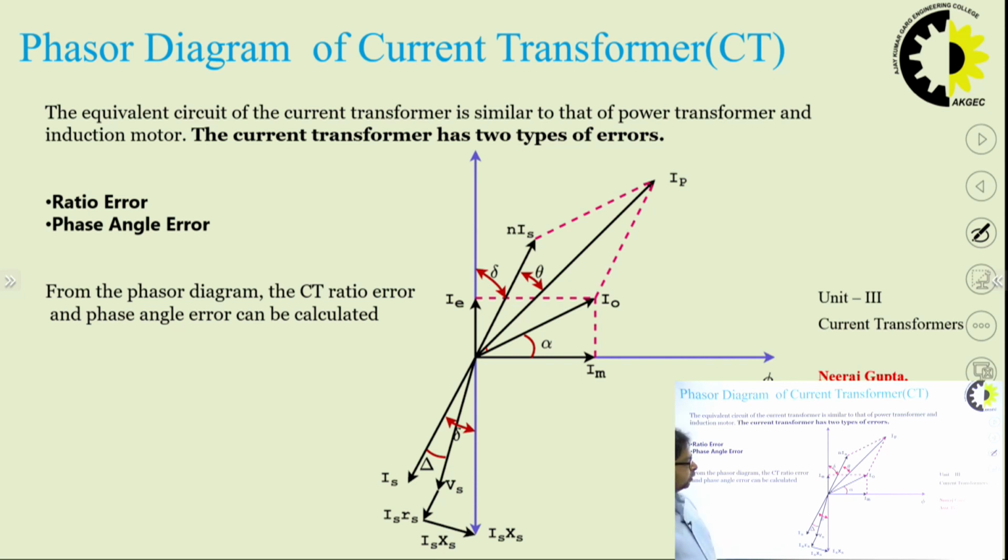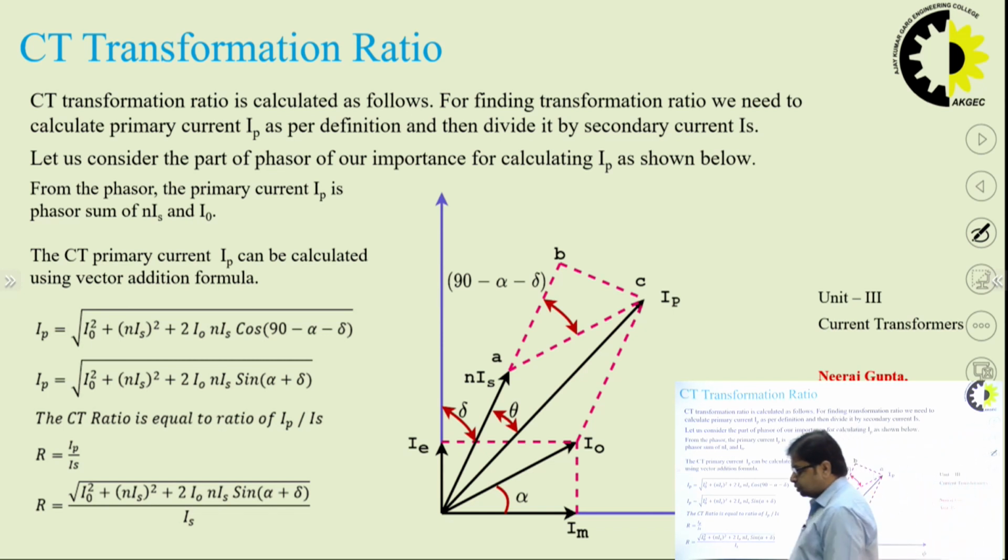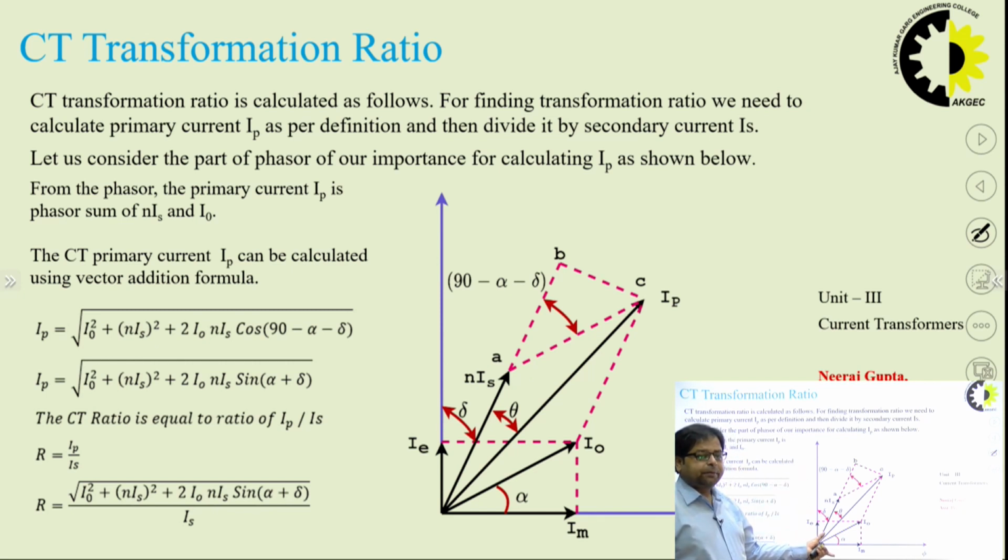actual ratio errors. So, the equivalent circuit for the current transformer is similar to a power transformer. The current transformer has two types of errors, basically ratio error and phase angle error. As I have described, this theta and the ratio error we will talk about now. From the phasor diagram of the CT, the ratio error and phase angle error can be calculated here. This is the further description, or you can say a small portion of that phasor diagram has been taken to describe further. This further description is about the refer to primary descriptions.